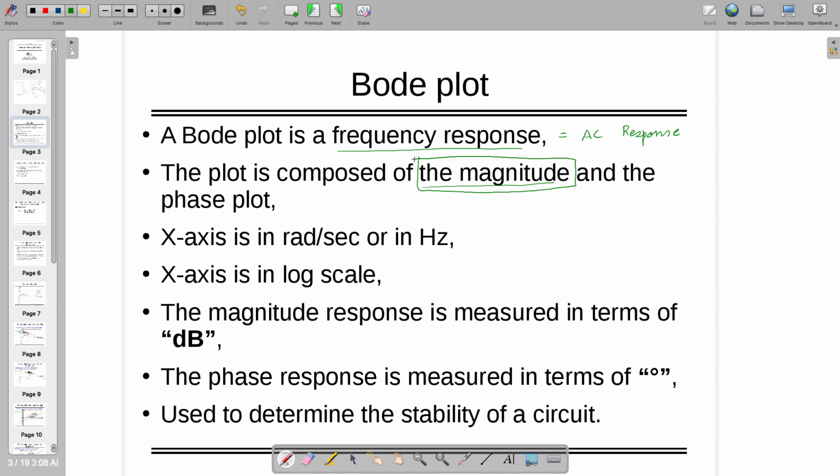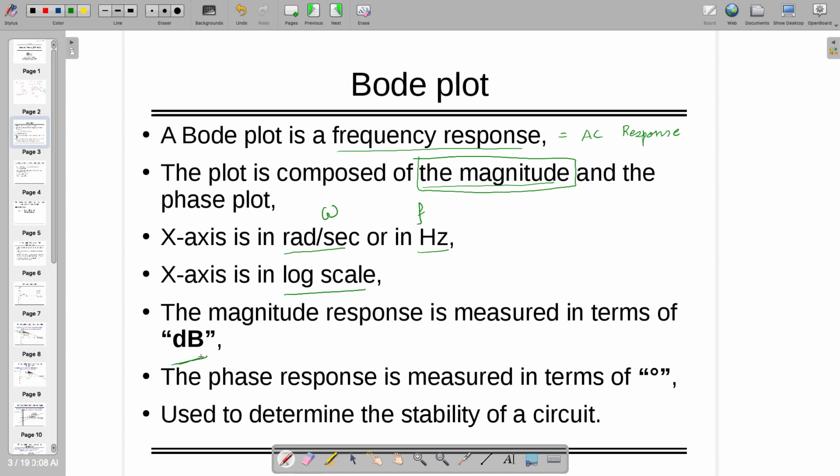So let's discuss that. The x-axis is either in radians per second or in hertz. So whichever you like, angular frequency or the normal frequency, that one you can choose and use. The x-axis is generally in log scale. That's why we are using the semi-log paper. One side is log and one side is linear. So that is how we are going to do. The magnitude will be measured in terms of dB.